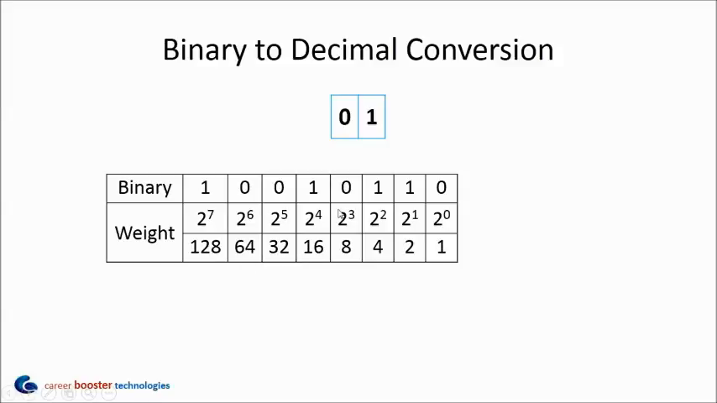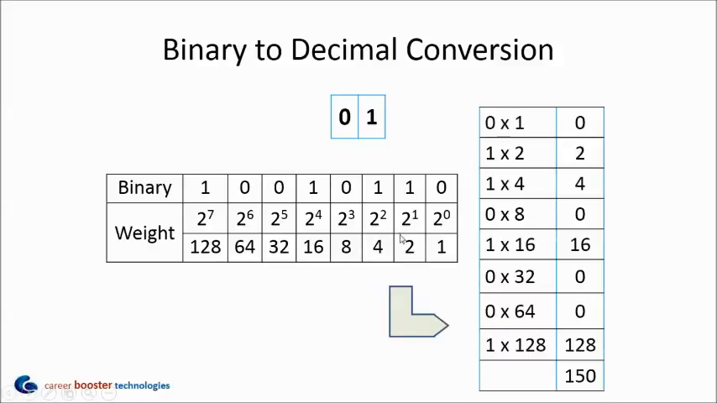Then I take 144 plus 4, which is 148. And then I have 2, which is 150. So this is 0, I won't take it. So what happens now? I take 128, I take 16, which is 144, 148, and 150.